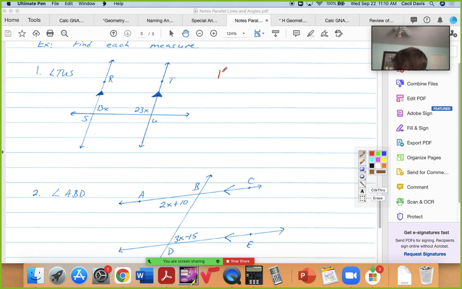13x plus 23x is equal to 180. Combine the like terms, that'll be 36x is 180. Divide both sides by 36. It's 5.